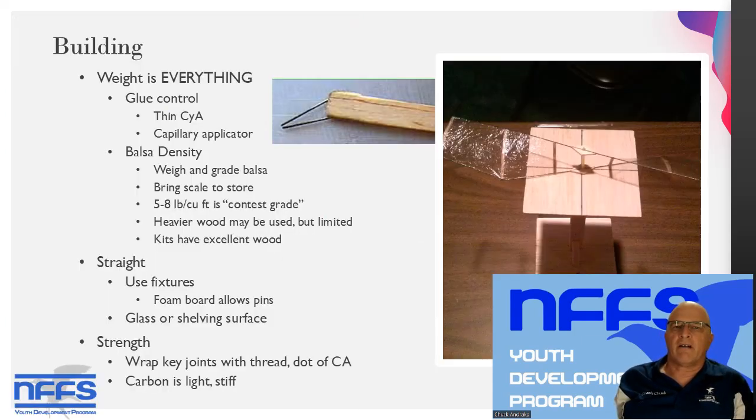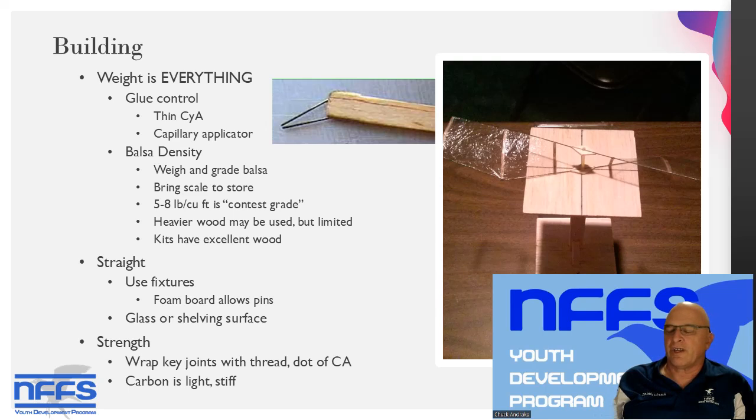Weight is everything. We already said that, and weight can be most easily controlled through glue control. I like to use thin super glue or cyanoacrylate with a capillary applicator. So you squeeze a little bit of glue onto some wax paper, or I use a margarine lid, and then use the capillary applicator, which is just 2 pins and a scrap of balsa, to apply a very small drop of glue to your joint.